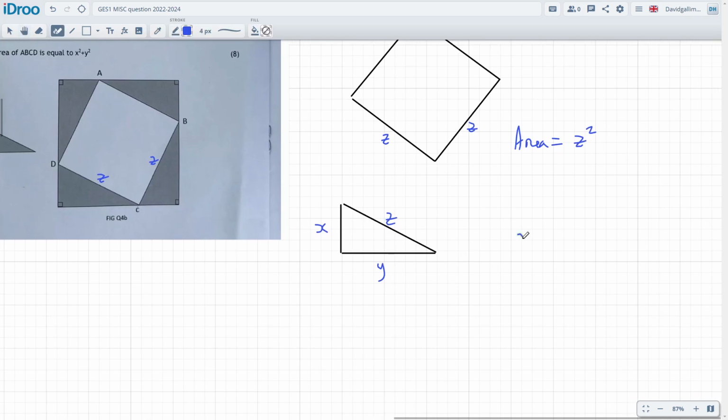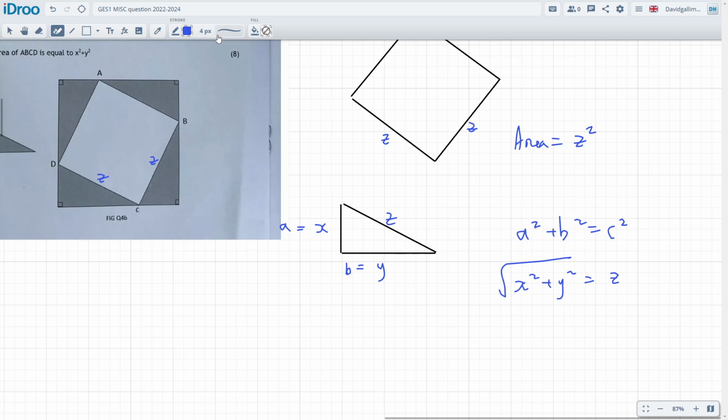Because of Pythagoras, we can say a squared plus b squared is equal to c squared. Well, this can be equal to a, and this can be equal to b. So this is going to be x squared plus y squared is equal to, I suppose, z squared. And that is actually what we're trying to show. But that's a bit strange, so I wouldn't normally do this. I would then square root this to get z by itself.